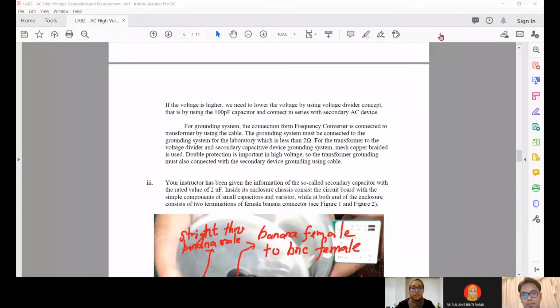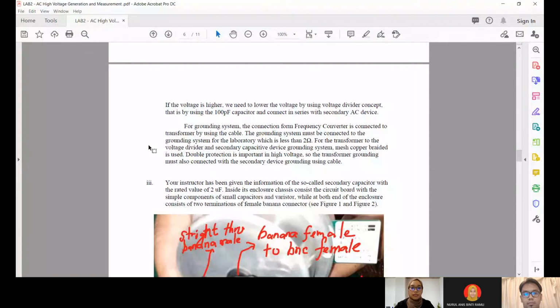For the grounding system, the connection from the frequency converter is connected to the transformer by using a cable. The grounding system must be connected to the grounding system of the laboratory, which is less than 2 ohms, for the transformer to the voltage divider and secondary capacitive device grounding system. Mesh copper braided is used.